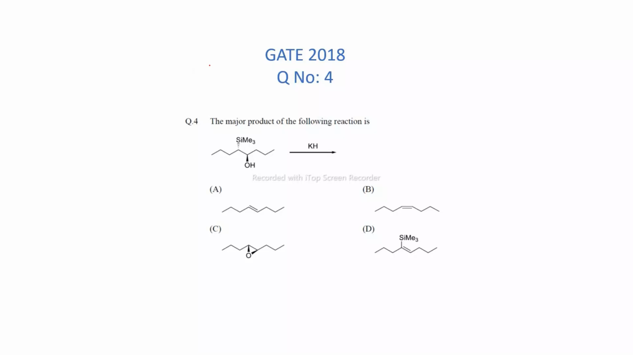Hi everyone. Now we discuss one question from GATE 2018, question number 4. The major product of the following reaction is: this is our substrate where a silyl methyl group is there, one OH group is there, with a particular stereochemistry, and it is treated with potassium hydride. The first option is formation of an olefin with trans stereochemistry, and option B is formation of an olefin again with cis stereochemistry. Option C is formation of an epoxide, and option D is a substituted silylated compound. So we have to find out which option is correct.